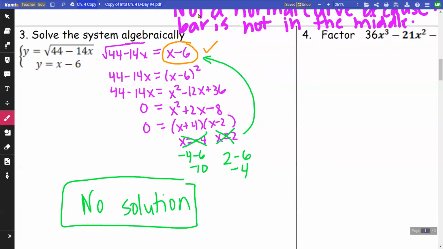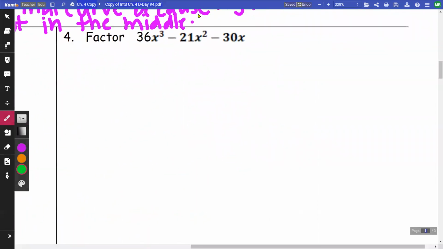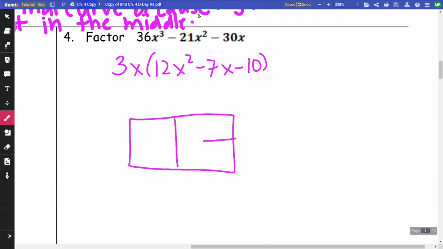On number 4. So always when we factor, can we factor something out of every term? So a 36, a 21, and a 30, I can for sure take a 3 from those. And next to the third x squared x, I can take an x. That 3x is still out front. It doesn't disappear. So I'm going to have a 12x squared minus 7x minus 10. And then I'm going to see if I can factor that further.